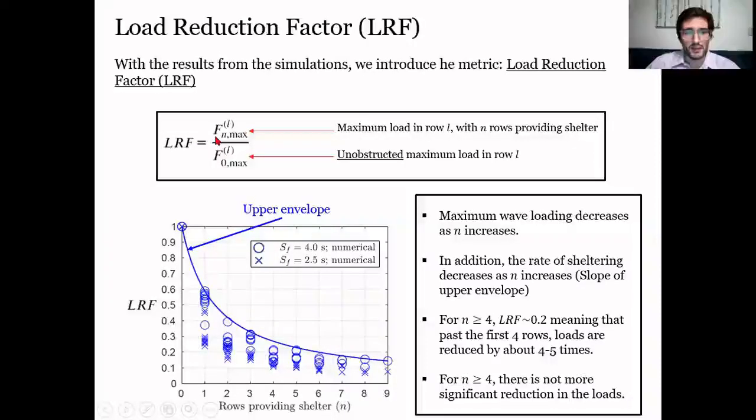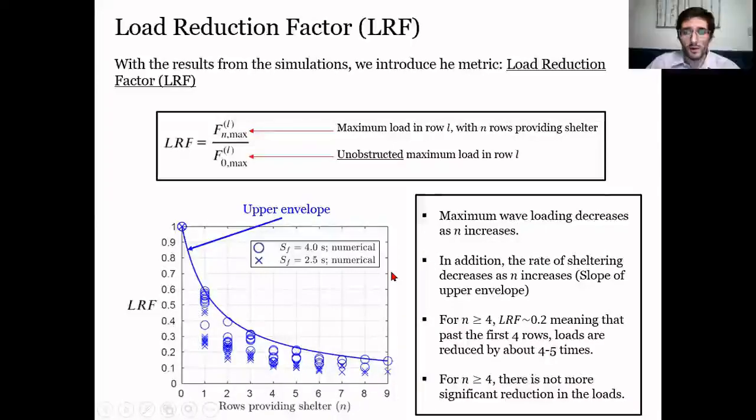It's a metric that we define as the maximum load in row L with n number of rows providing shelter divided by the unobstructed load at the same row location, but with no rows providing shelter. So this gives us how the load changes due to the presence of the building array. In the figure, you can see here an upper envelope of all the load reduction factors. We can draw some conclusions from here.